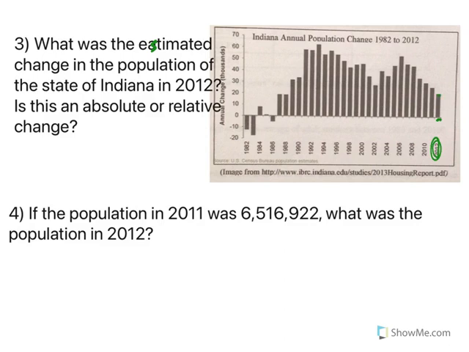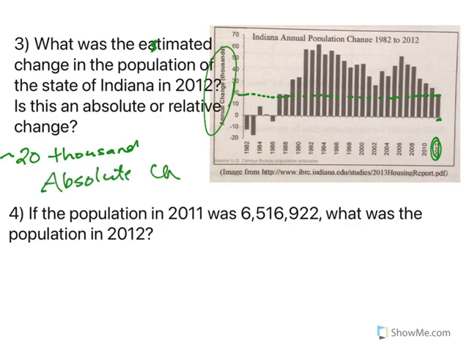So if we look up at this spot, and we bring it as far over as we can. That's really hard. Okay, so I'm going to say it's roughly 20,000. That is the annual change in thousands. So 20,000. And that is an absolute change, because remember, absolute is a number where relative change is generally given as a percent. Because we are talking about a numerical change here, 20,000, that is where we get the absolute change.